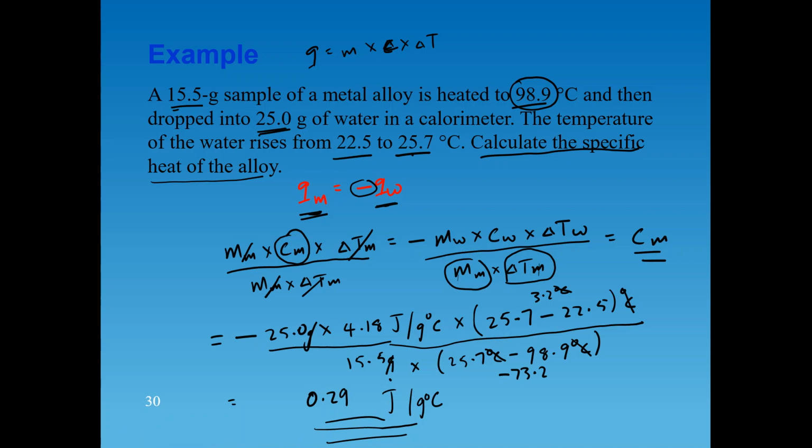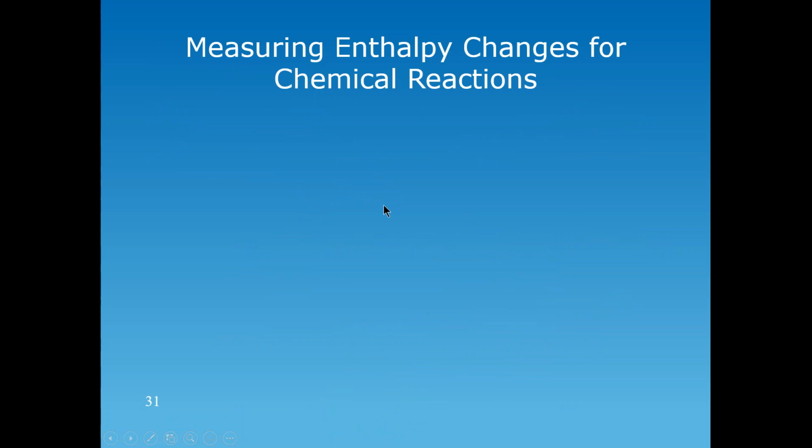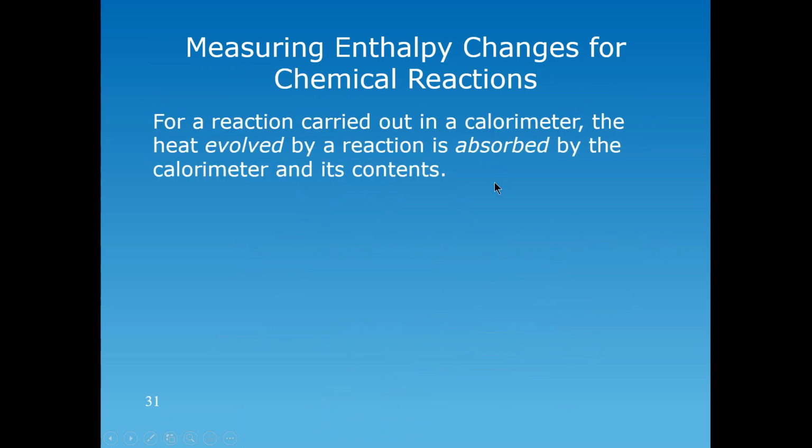All right, so we're going to stop here. And the next topic we're going to talk about is measuring enthalpy changes for chemical reactions. All right, so we're going to go back to some extent to our discussion about the calorimeter and how it is used to measure enthalpy changes. Okay, until next time.